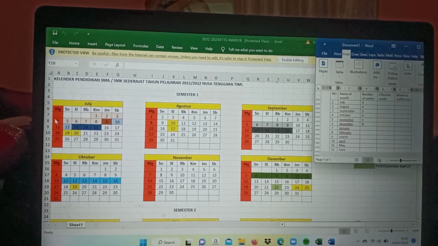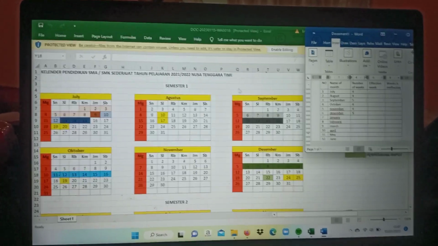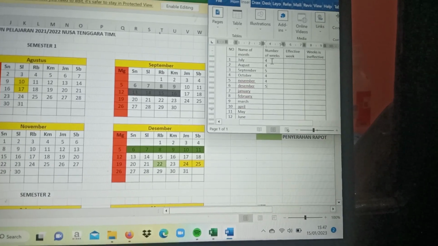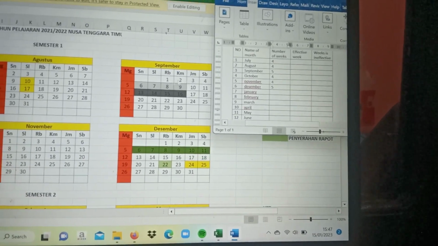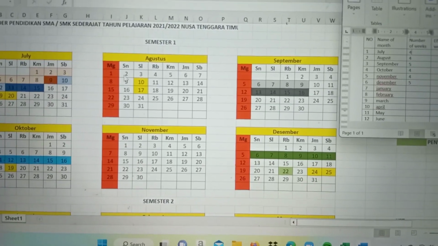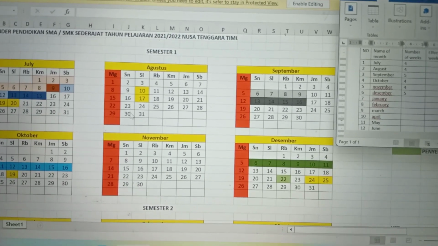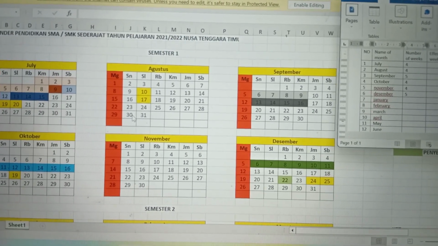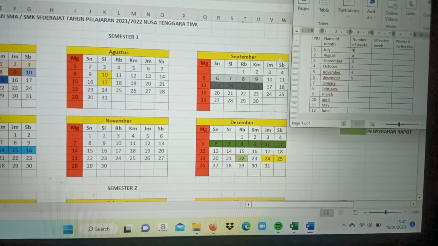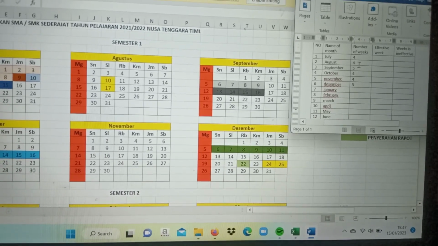So let's start from the second week. It has 1, 2, 3, 4. So in July, there are 4 weeks. I have already written it here. And next in August. In August, we can count 1, 2, 3, 4. And the last week only has 2 days, so it cannot be counted as 1 week. So in August, I write 4 weeks here.